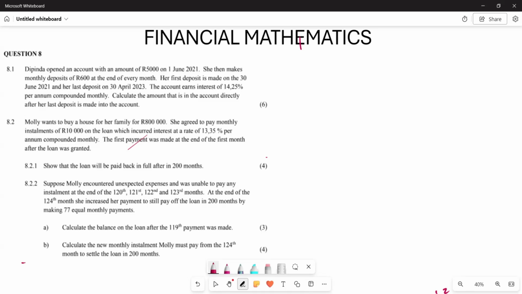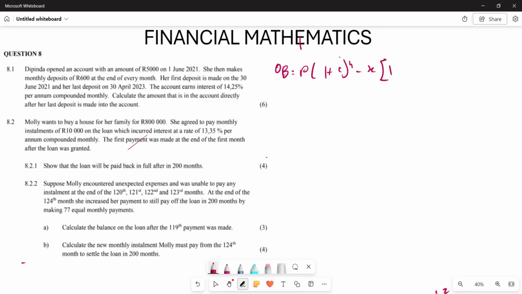So how can we calculate the outstanding balance? There are a lot of things that we can do to calculate it. We are going to use our outstanding balance formula. Outstanding balance is going to be, remember, P into 1 plus i to the power of n, subtract x into 1.